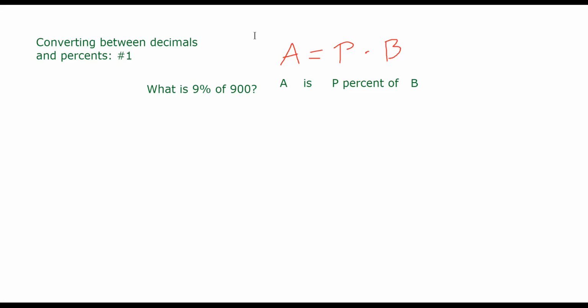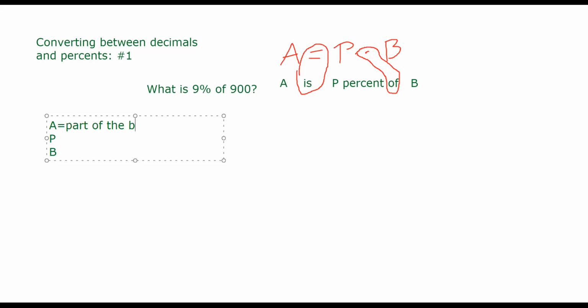The way they make you remember it, the word "is" makes us think of equality, the equal sign. The word "of" makes us think multiplication. So you have 3 possibilities here: A, P, not Adrian Peterson, and B. A is usually thought of as the part of the number, but that can be a little bit misleading. You'll see why. Not always, but P is the percent that you're talking about.